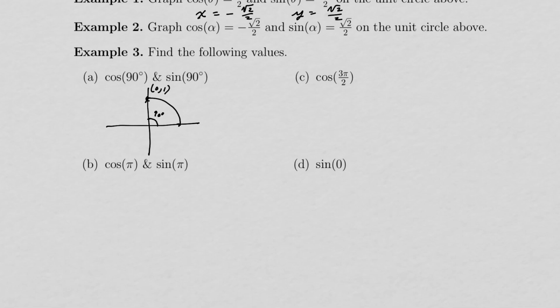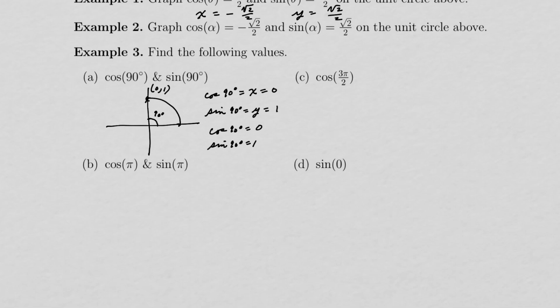But we know that cosine of the angle is always going to be the x value. So that's going to be 0. And then sine of the angle, in this case 90 degrees, is always going to be the y value. In that case, this is 1. So basically, this tells us that cosine of 90 degrees is equal to 0, and sine of 90 degrees is equal to 1.